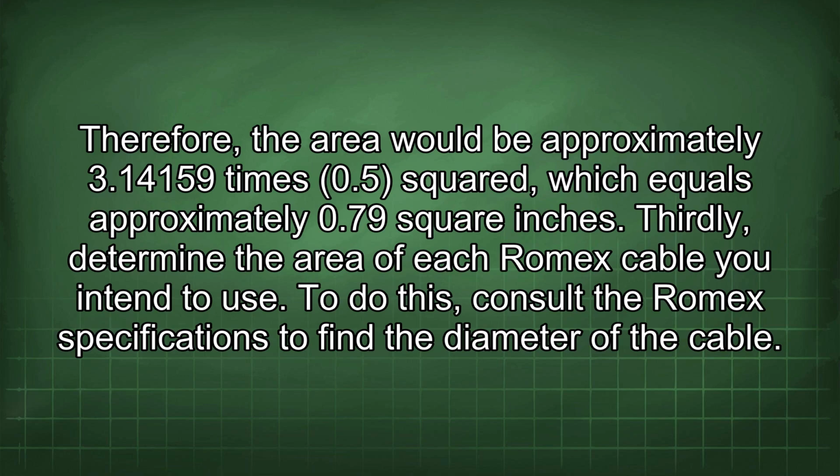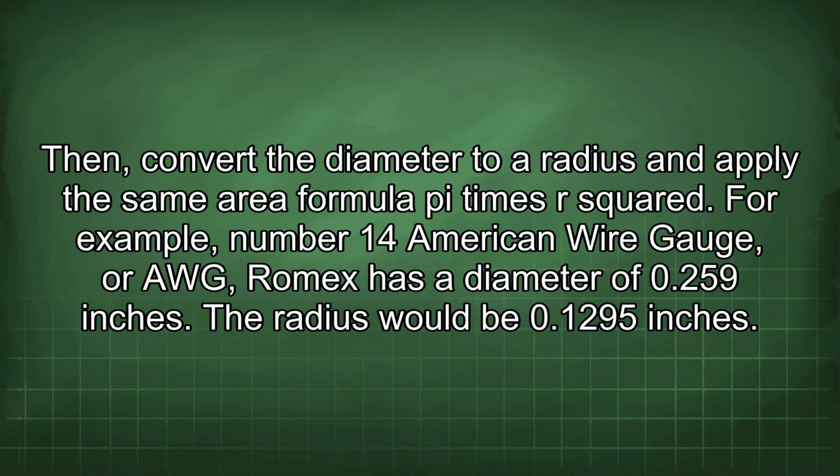Thirdly, determine the area of each Romex cable you intend to use. To do this, consult the Romex specifications to find the diameter of the cable. Then convert the diameter to a radius and apply the same area formula pi times r squared.